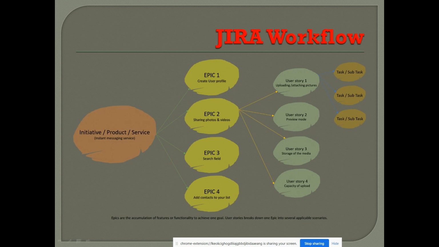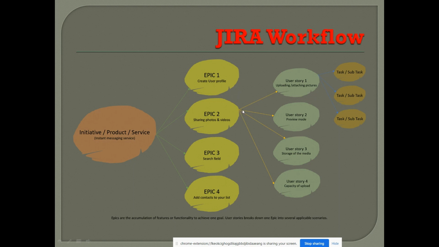Suppose the product requirement is an instant message service. If the customer expects a messaging service in a portal, the product manager will create epics in the product backlog, like create user profile or sharing photos and videos, three or four different epics based on the requirement. Since an instant messaging service is a bigger one, four epics will be there, such as add contacts, and so on.